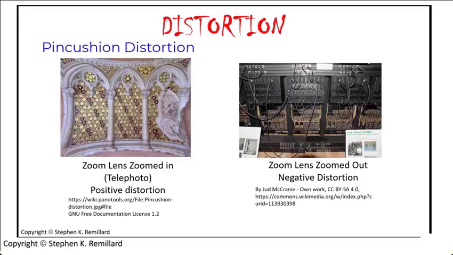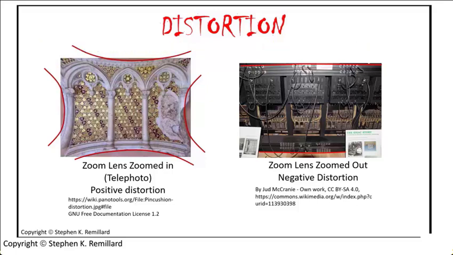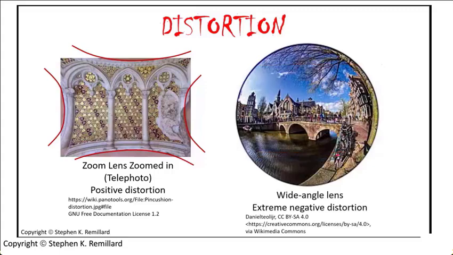Positive or pincushion distortion causes lines that are straight in the object to bend inward in the image while at the same time making the image larger. With negative or barrel distortion, straight lines in the object bulge outward while at the same time making the overall image smaller. Positive distortion occurs in zoomed-in telephoto lenses. Zoomed-out lenses can exhibit negative distortion, with the most extreme case of negative distortion probably being wide-angle lenses.